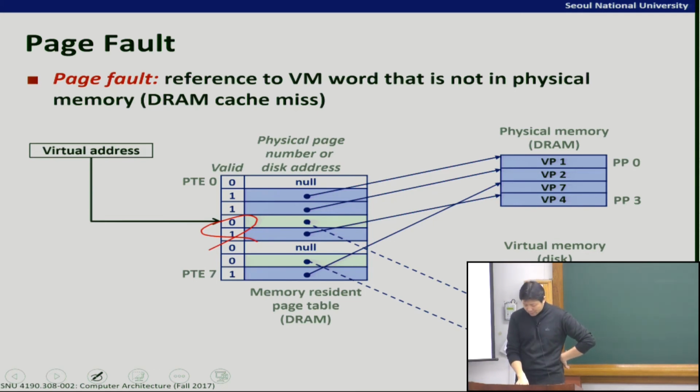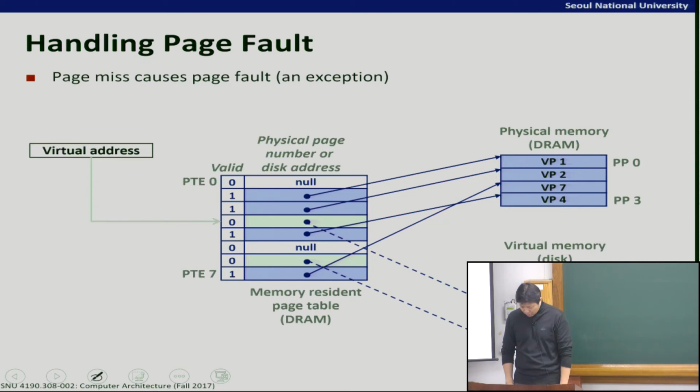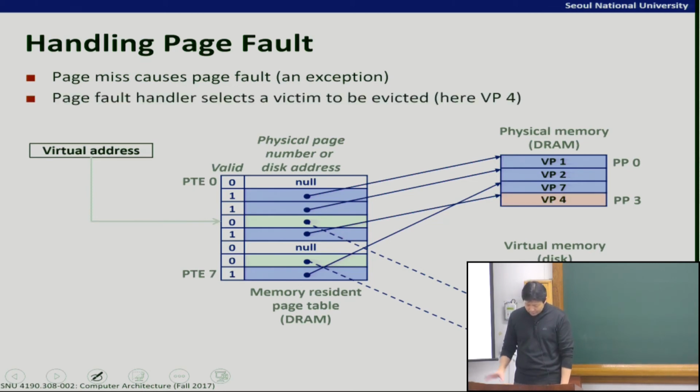If you have a cache miss, then first you have to evict, because DRAM is like a cache. Because you have requested a page that is currently in the disk, you have to first kick out one of the existing pages in the DRAM, and we select a victim.